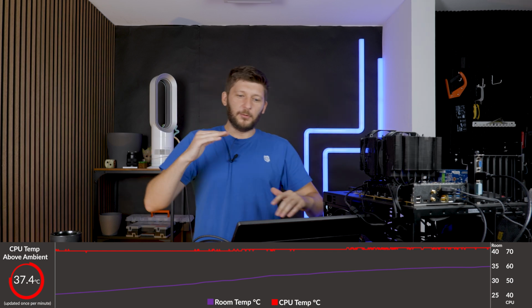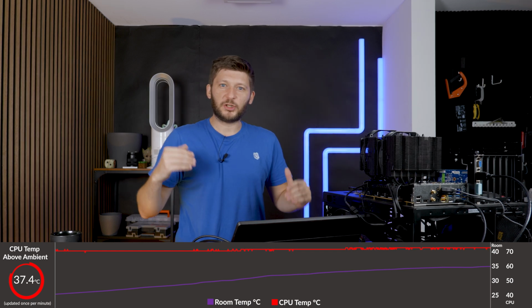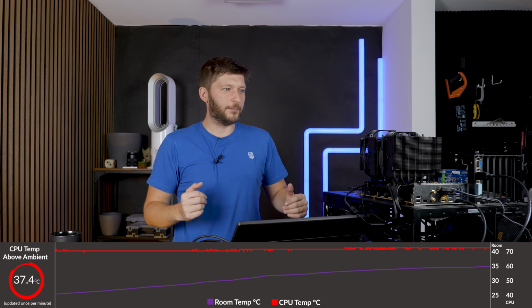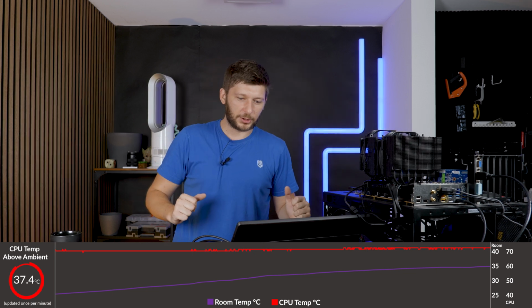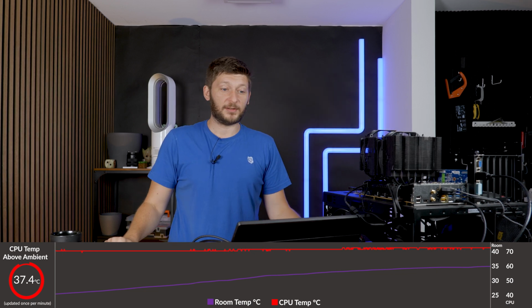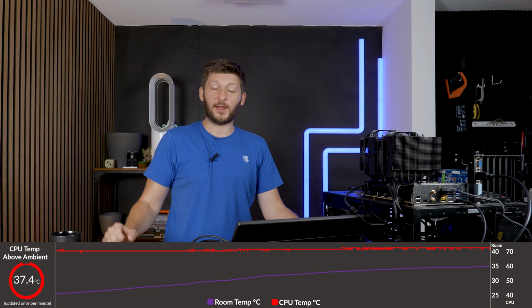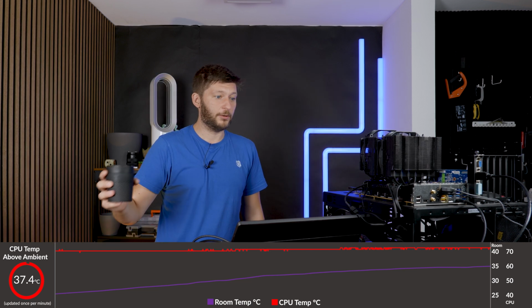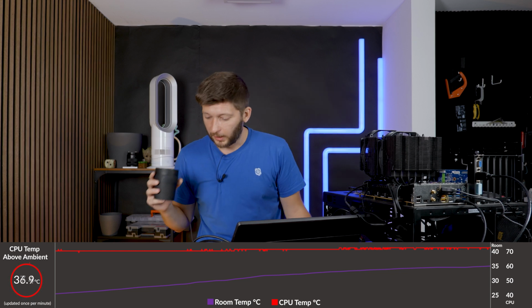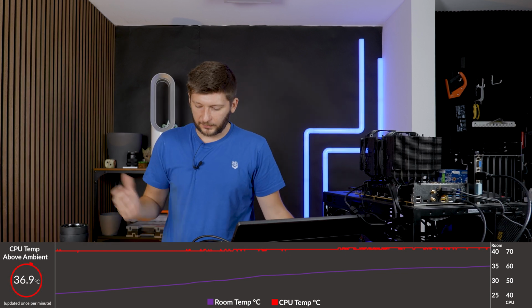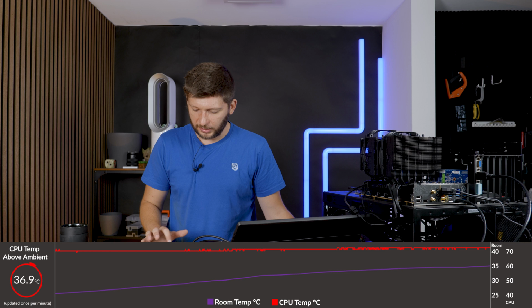So upping the room temperature by 10 degrees C changed the above ambient temperature, what the cooler can push, by 2.6. That's 20%. That's more than I thought. Wow, 20% is a lot. However, as of now, the room is still heating up.